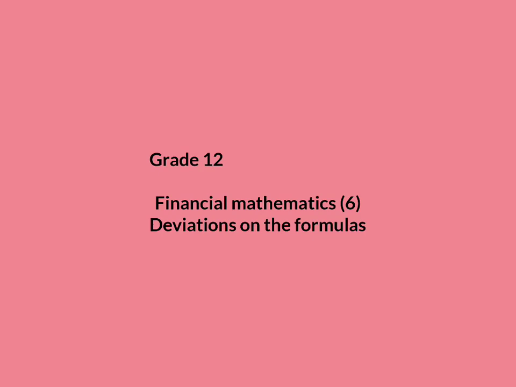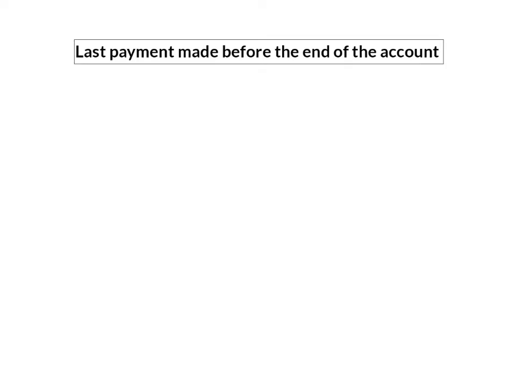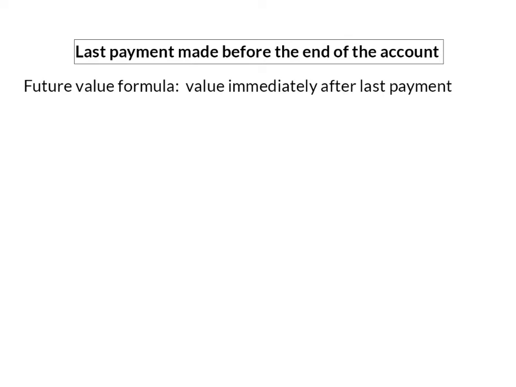In this financial mathematics lesson, we're going to have a look at deviations on the formulas. The future value formula determines the value of an account immediately after the last payment has been made. So normally you would start making your first payment at the end of the first period, and then you will continue like this, making your final or last payment at the end of the last period. The future value formula will then determine the value of your account immediately after you've made that final payment.